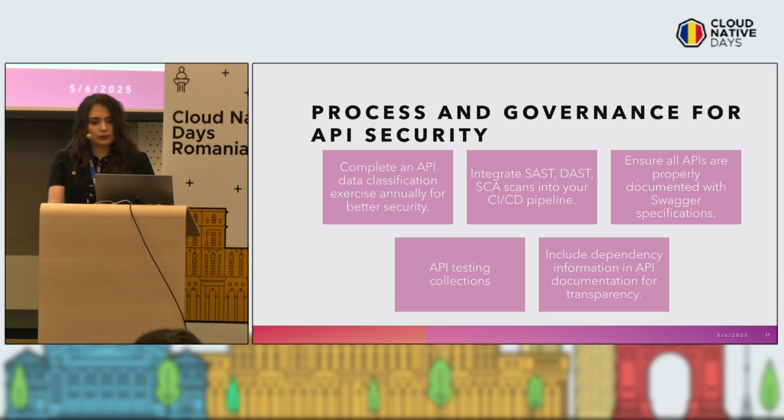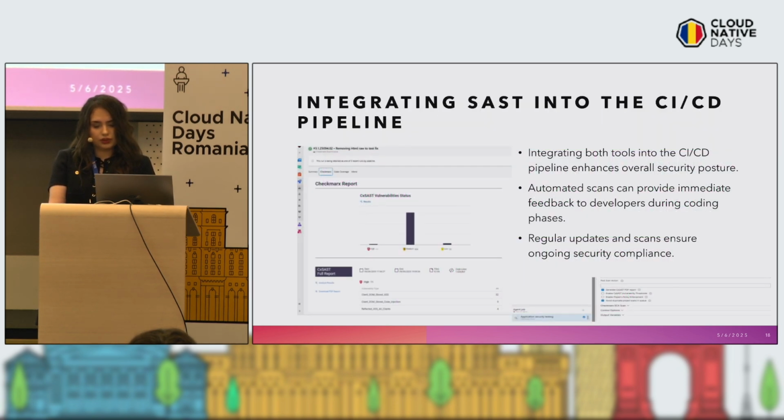Regarding the process and governance for API security, it's best to have a data classification exercise. We perform this exercise annually. The SAST, DAST, and SCA checks are integrated into the pipeline. I will show how this was integrated. It's best to have API testing collections that would validate the security as well. We have them stored in Postman, and the API definitions, the Swagger specs, should also be updated.